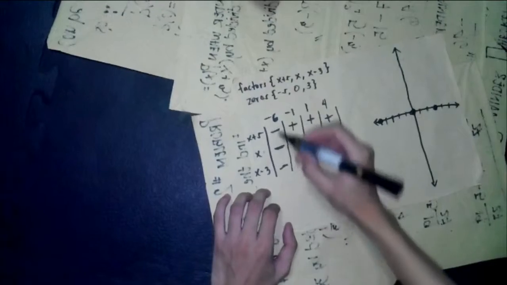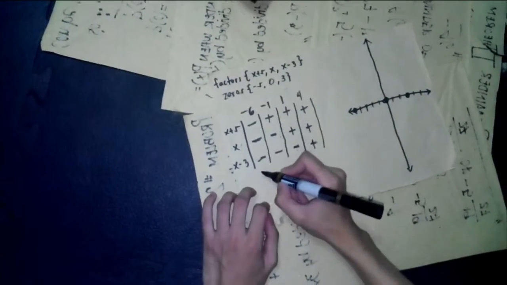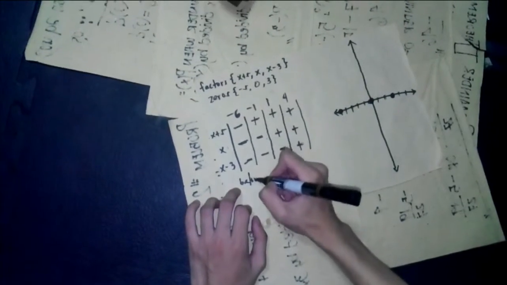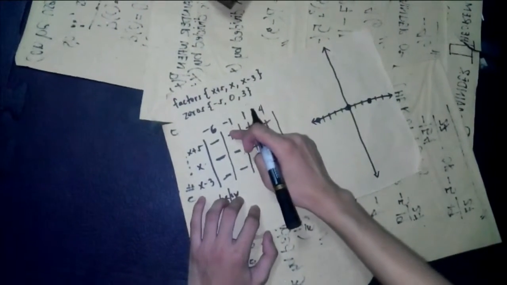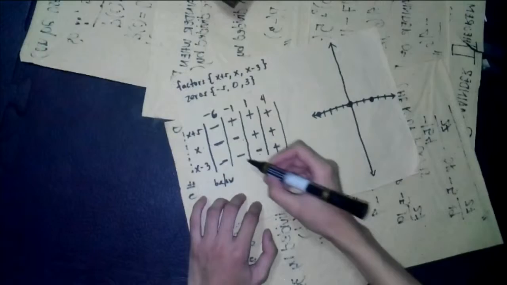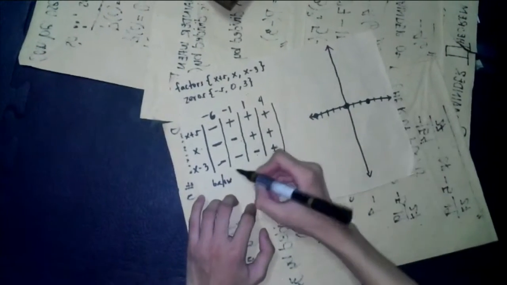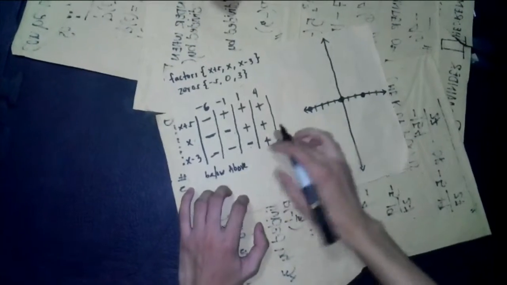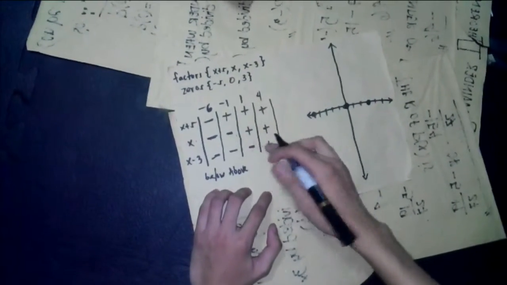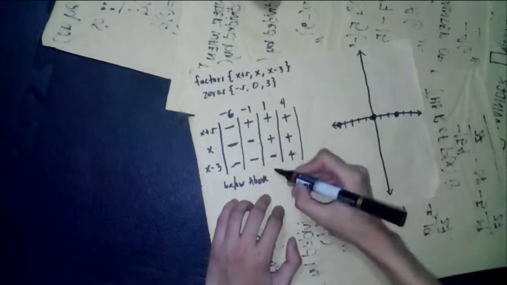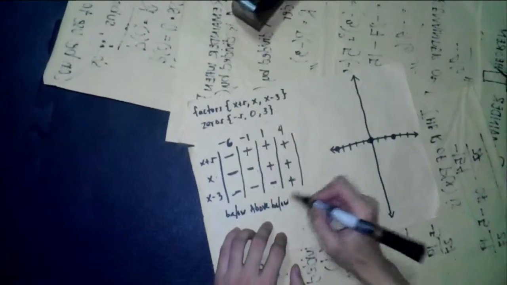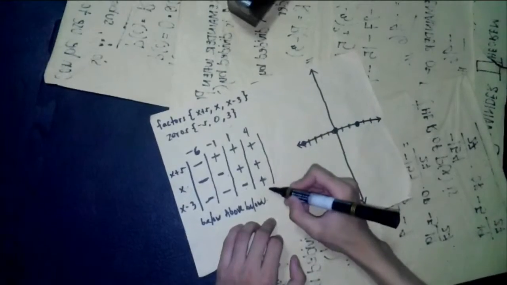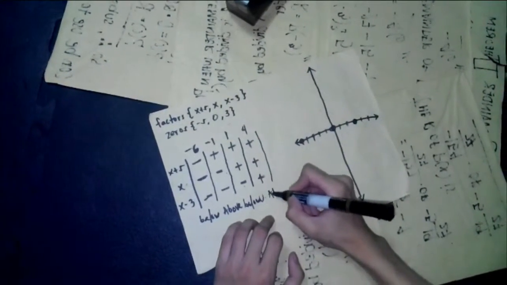Multiplying all the signs, giving us a negative sign, meaning that it is below the x-axis. Multiplying all these signs, giving us a positive sign, meaning that it is above the x-axis. Multiplying all the signs, giving us a negative sign, meaning below the x-axis. Multiplying all the signs, giving us a positive sign, meaning it is above the x-axis.